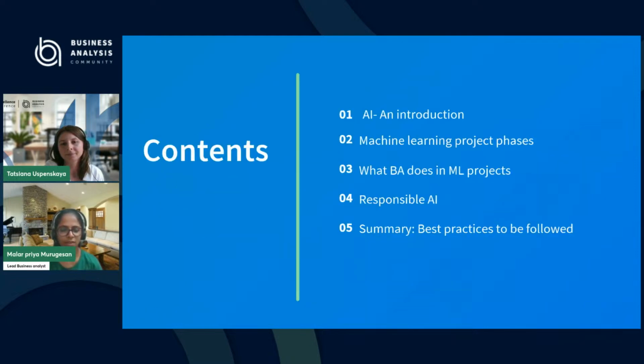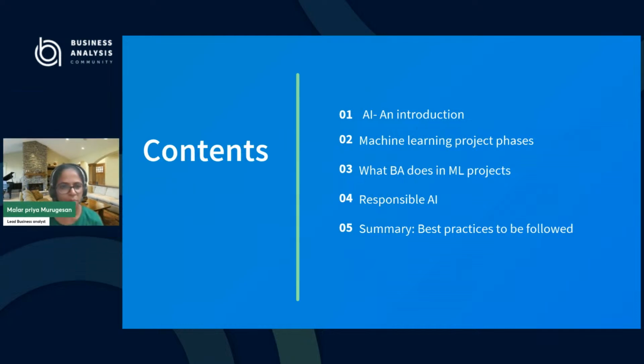Thank you, Tatiana. So the topic of today's content is what a BA does in machine learning projects. But before going into that topic, I would like to give a quick introduction about AI and machine learning project phases, and then we can dive into what a BA does in each phase of the ML project. And finally, we will also talk about responsible AI, and not just responsible AI, but how to evaluate your model with responsible AI tools. There are some best practices that I followed that I'll share a few with you.